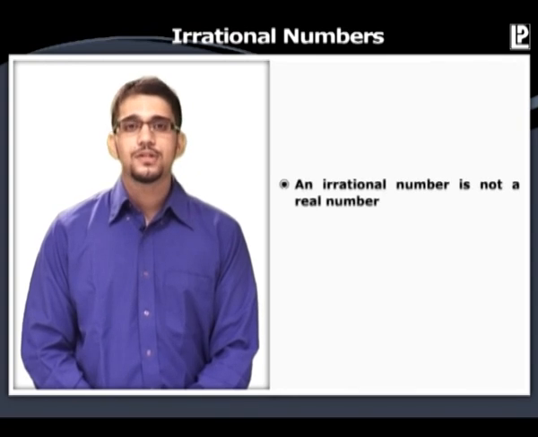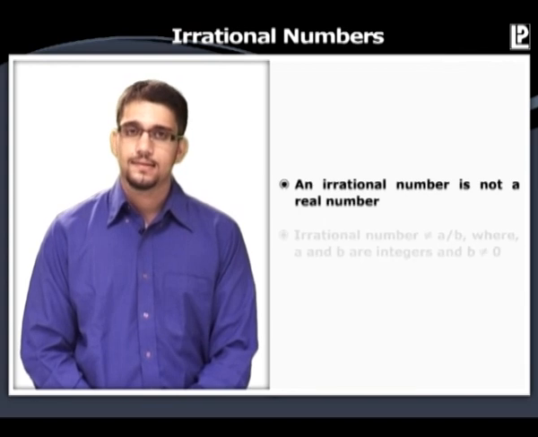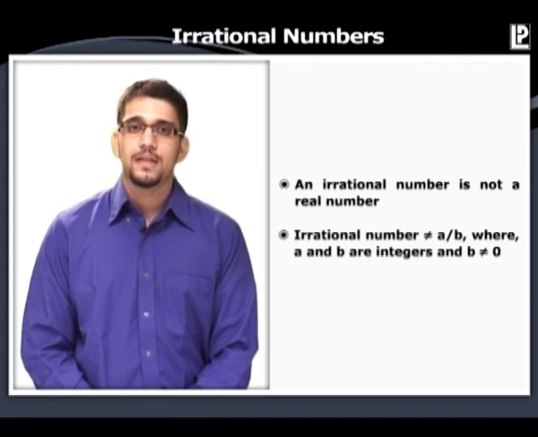Our activity today deals with irrational numbers. What are irrational numbers? In mathematics, an irrational number is any real number that is not a rational number. It is a number which cannot be expressed as a fraction a by b, where a and b are integers and b is not equal to 0. In other words, these numbers cannot be represented as simple fractions because the decimals go on forever without repeating. They are non-terminating or non-recurring decimals.